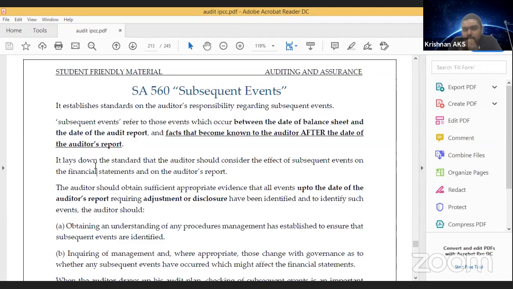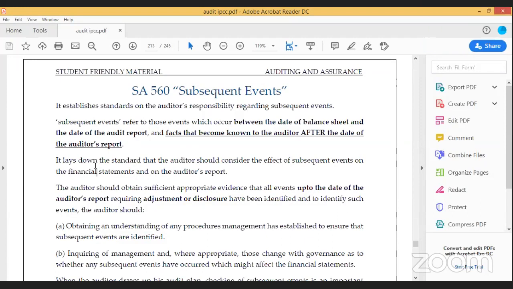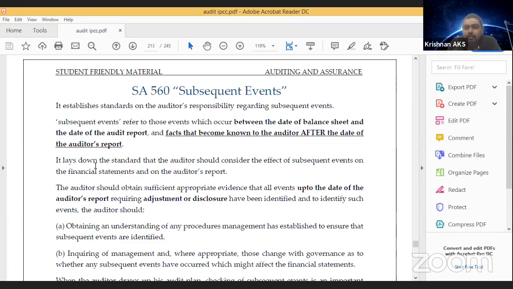Okay, one is 550. Another one is 530. Now the third standard we are doing is 560, subsequent events. Subsequent events means events occurring after the balance sheet date. There are 2 types of events: adjusting events and non-adjusting events.